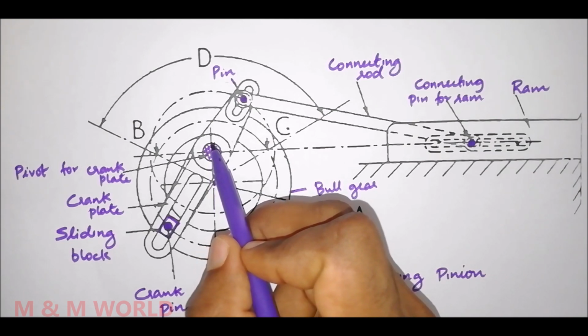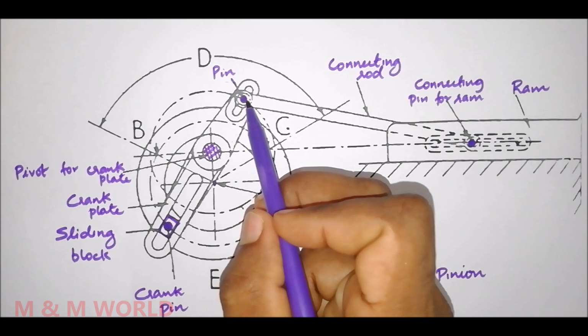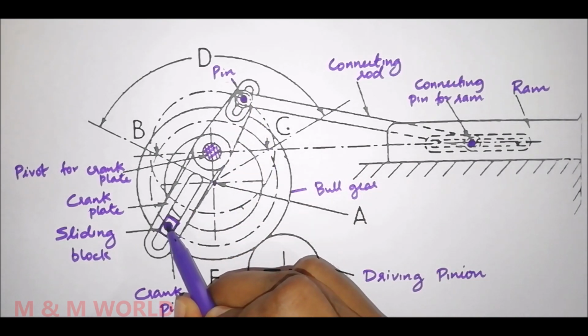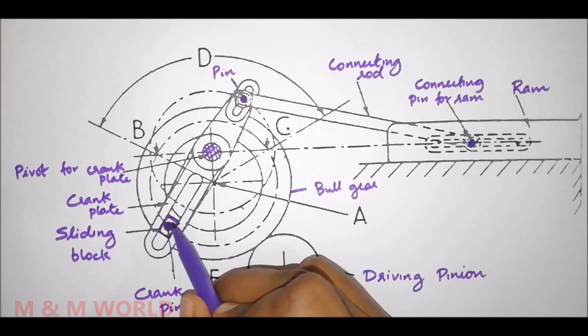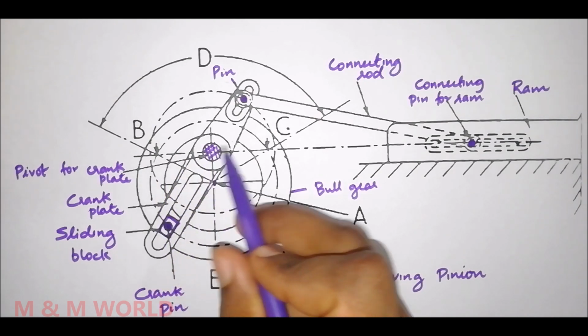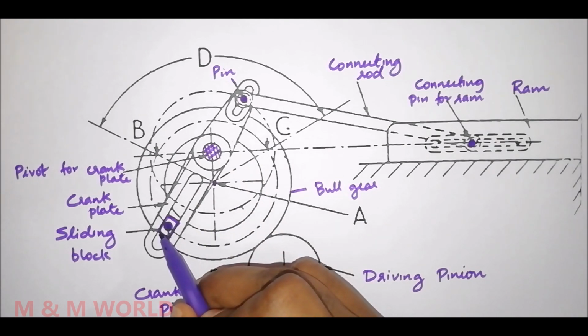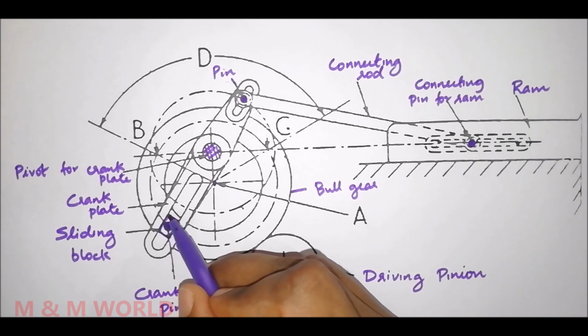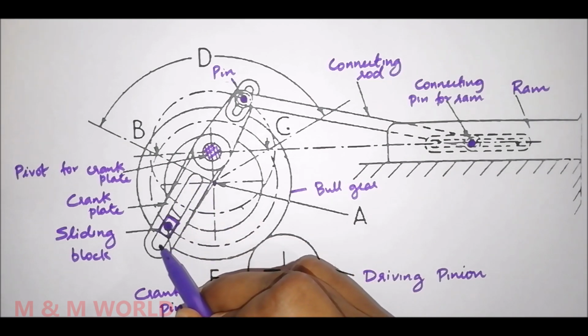Then on the face of the bull gear we have a pin. On the face of the bull gear we have a crank pin, which in turn is connected to the sliding block. So this is the sliding block. This crank pin is also used to connect the sliding block, and the movement of the sliding block is restricted along this slot.